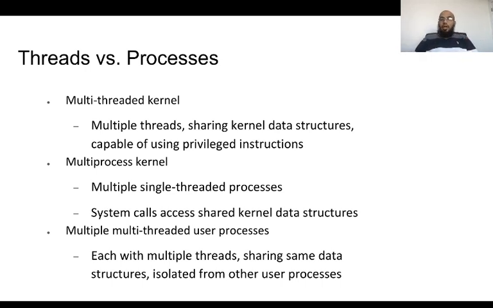threads. A multi-process kernel is basically a kernel that does not allow having multiple threads in the same process in the kernel. So it's multiple single-threaded processes running, and the system calls access shared kernel data structures in this case. Multi-threaded user processes is when each process has multiple threads sharing the same data structures and isolated from other user processes.